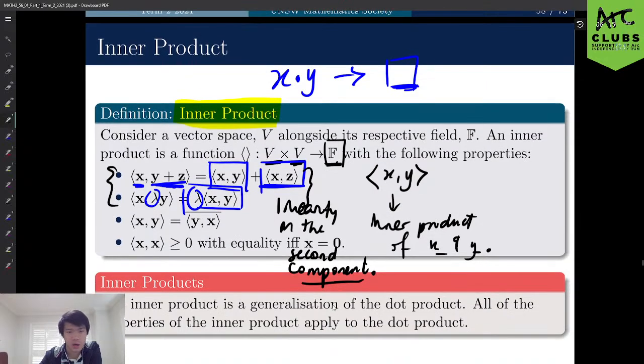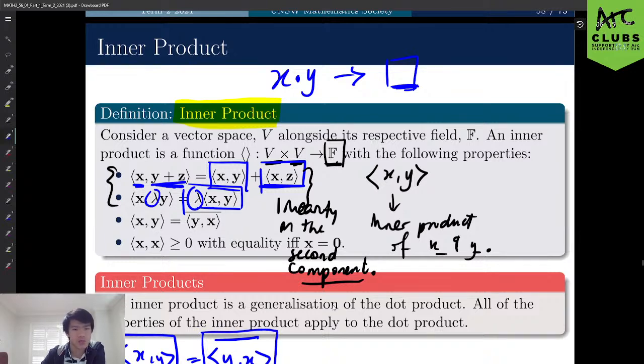Right, so we've got linearity in the second component. The other thing is that we have conjugate symmetry. What that means is that if we switch them around, we'll get the conjugate of what we had originally. That means that we can't just switch them around willy-nilly, we have to consider the conjugate space.